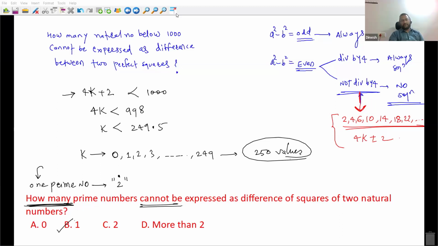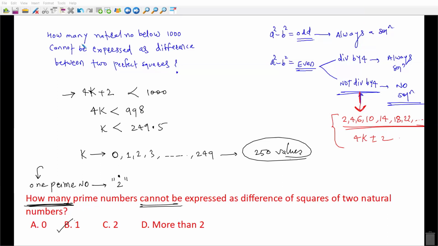No, your method is correct. Okay, sir. Is there any overlapping between odd numbers and multiples of 4? First you subtracted odd numbers, then you subtracted multiples of 4. Is there any overlap between odd numbers and multiples of 4? Tell me.